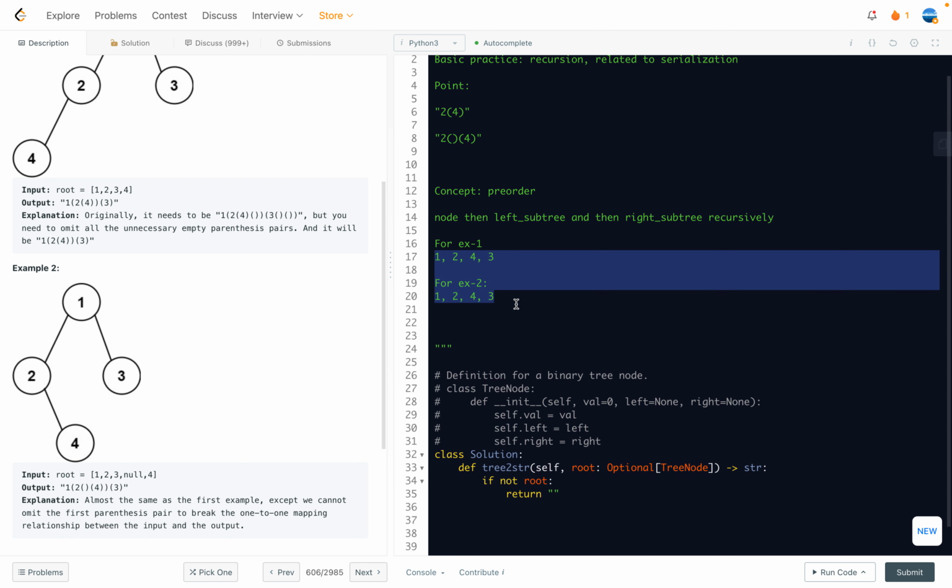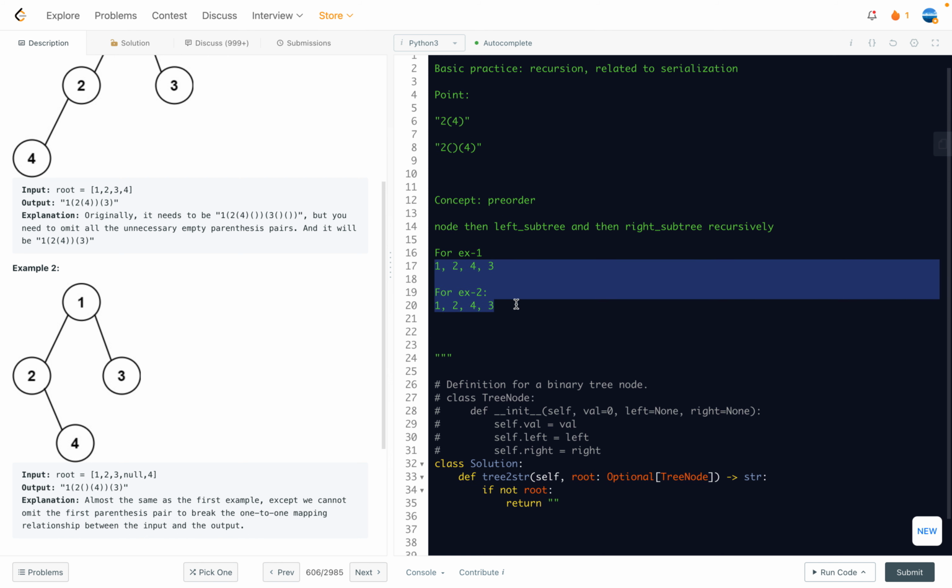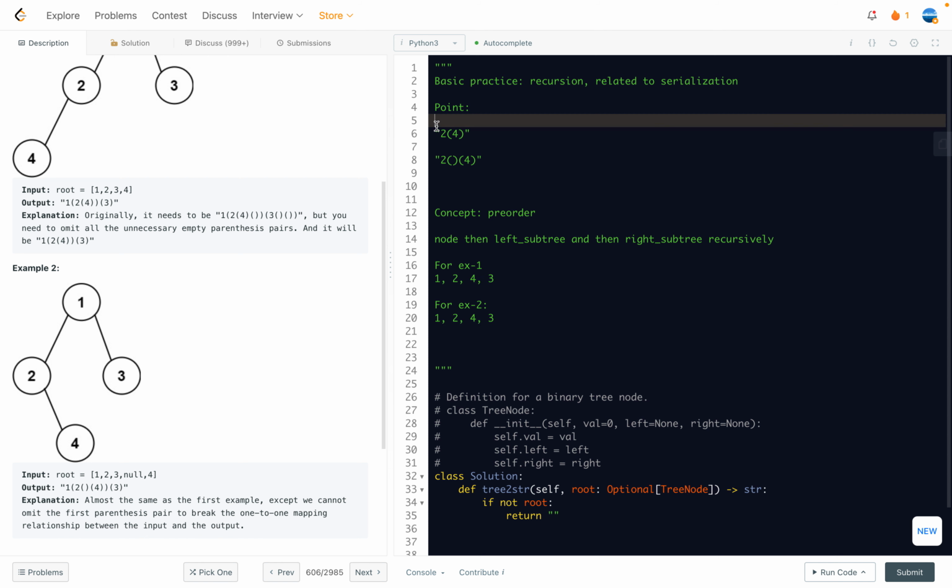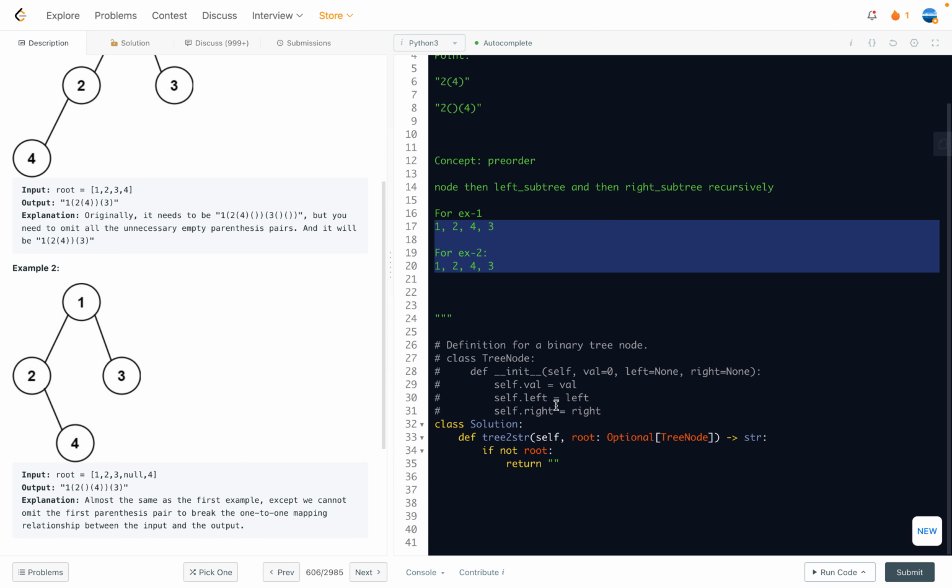So you see that for both example 1 and example 2, their traversal gives the same list, right? So that's why we need to pay attention to the serialization or string representation. We need to distinguish these two situations. For this, you cannot distinguish. So now let's do this.